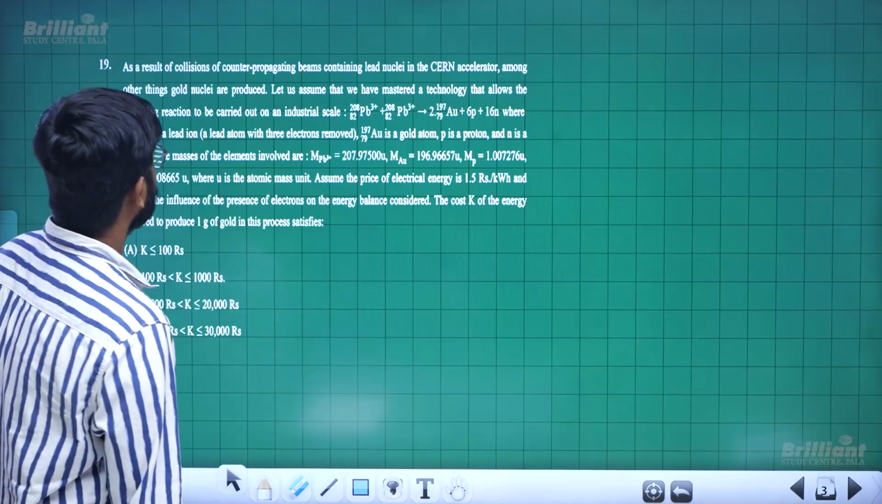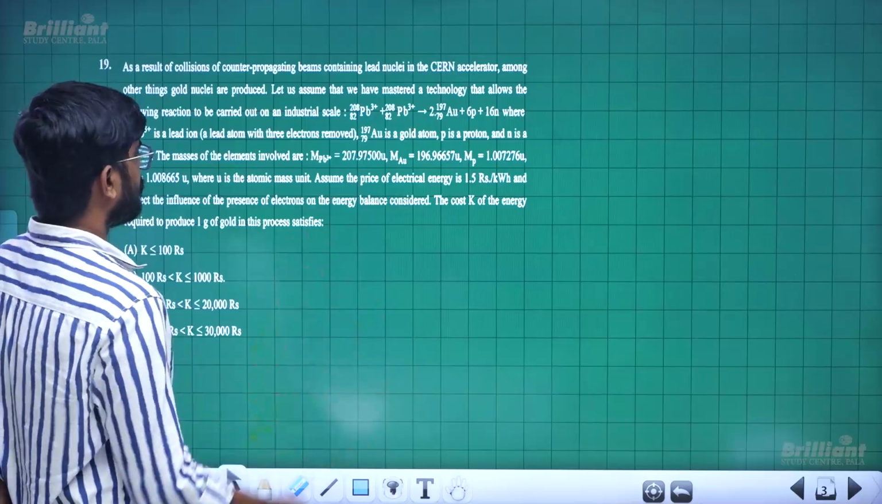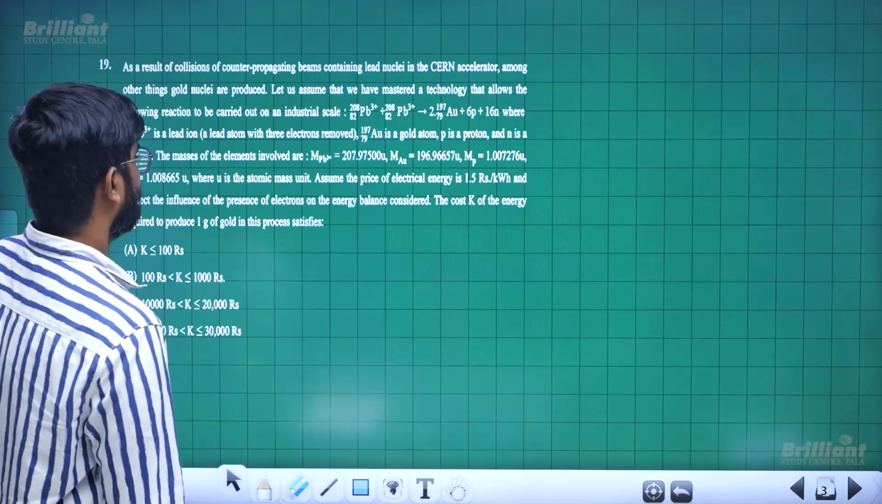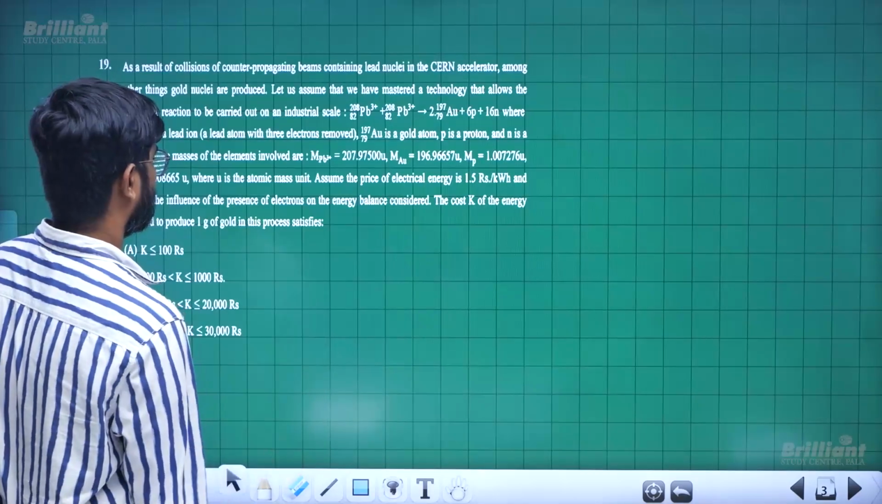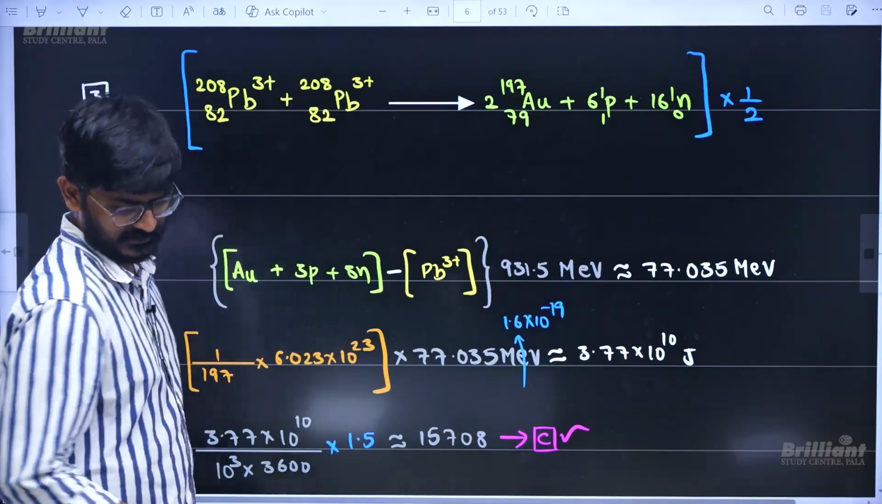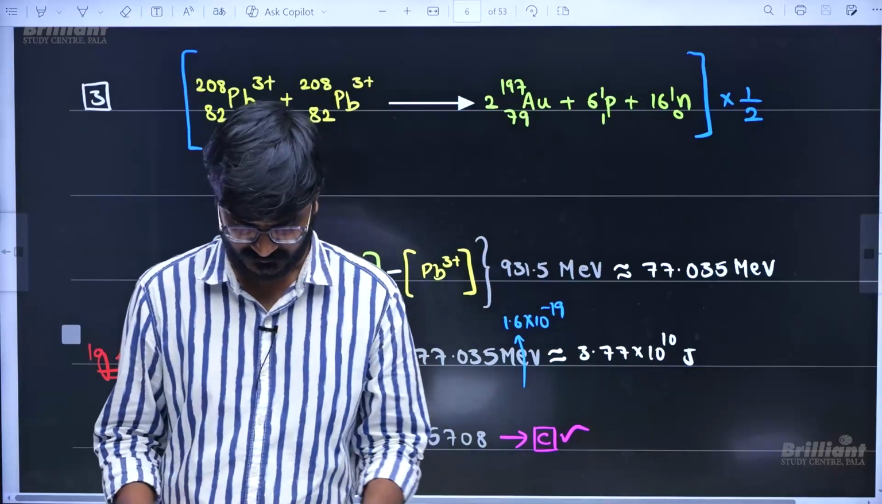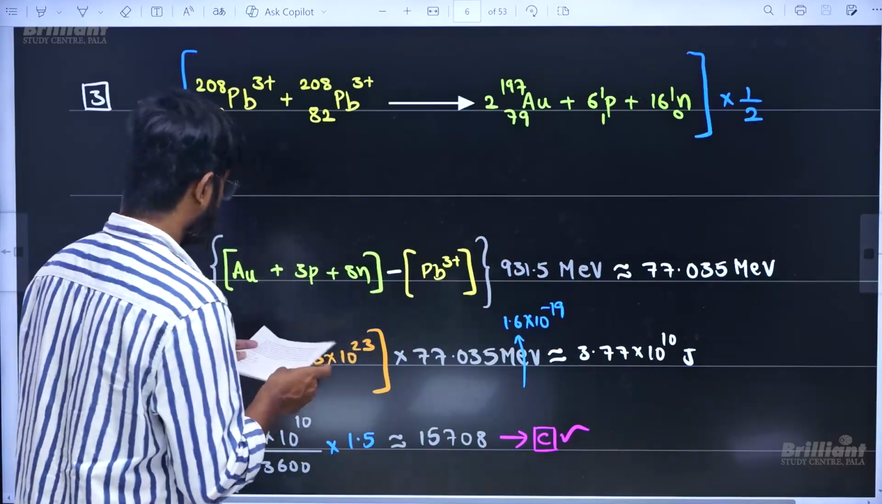As a result of collisions and counter propagating beams containing lead. Okay, so there was a scenario and they were asking what is the cost of energy to produce 1 gram of gold, and in the question they have given the mass of the elements of this thing.